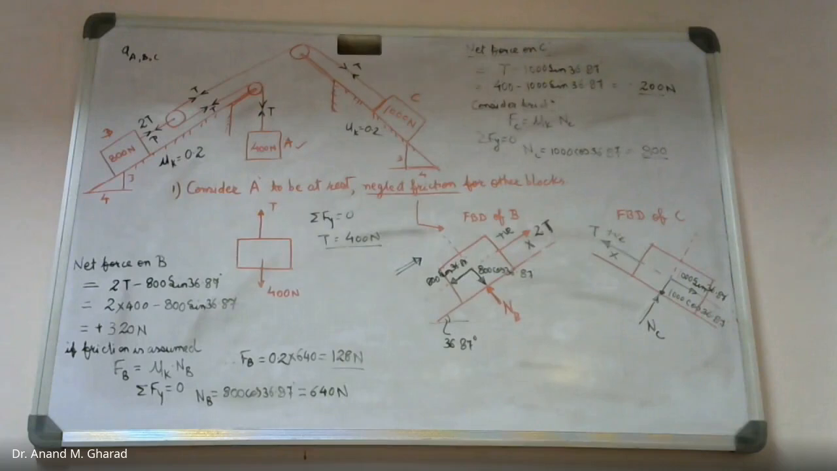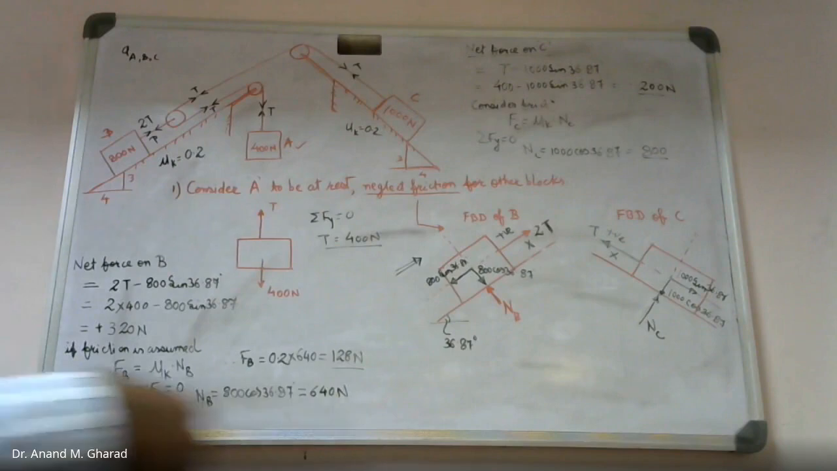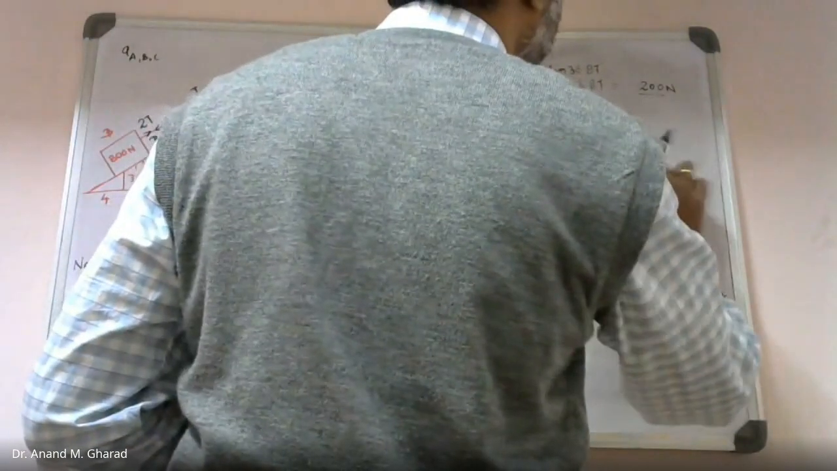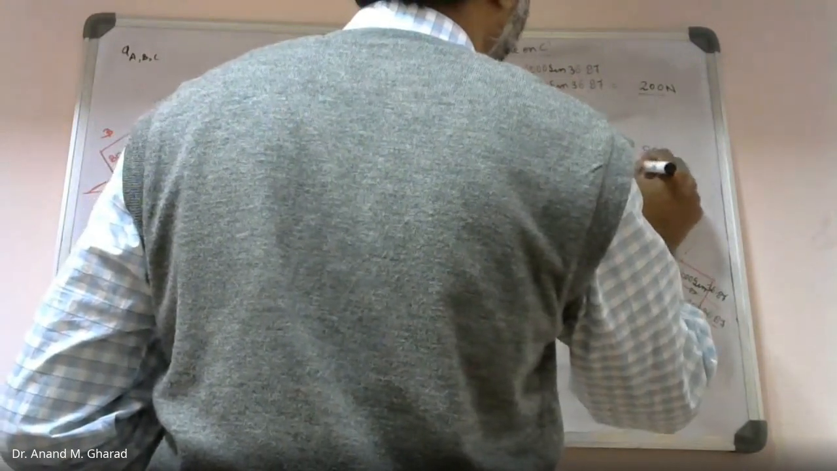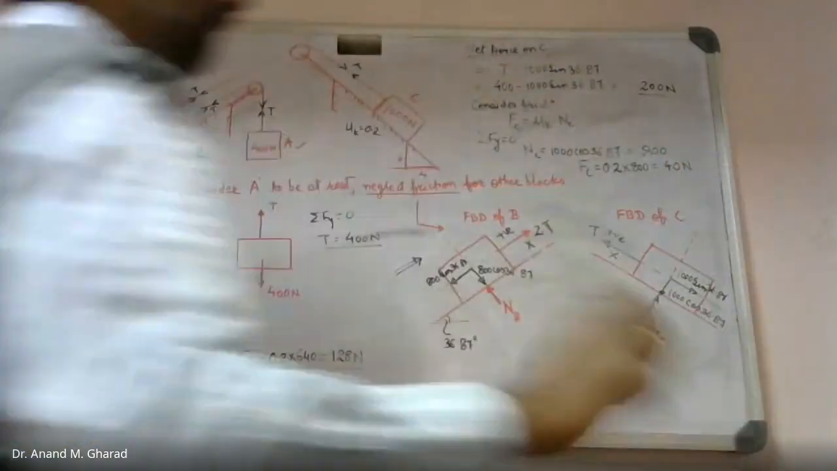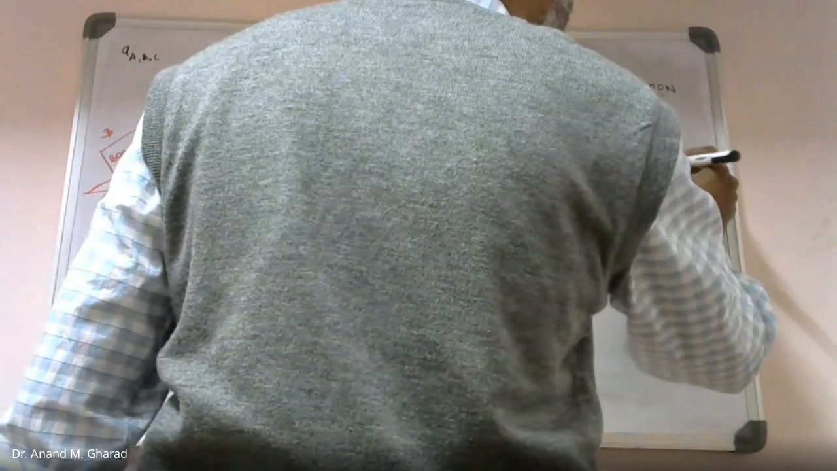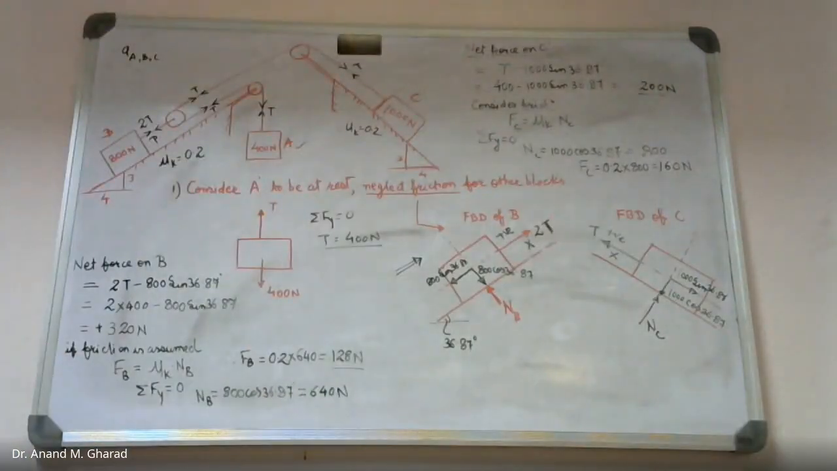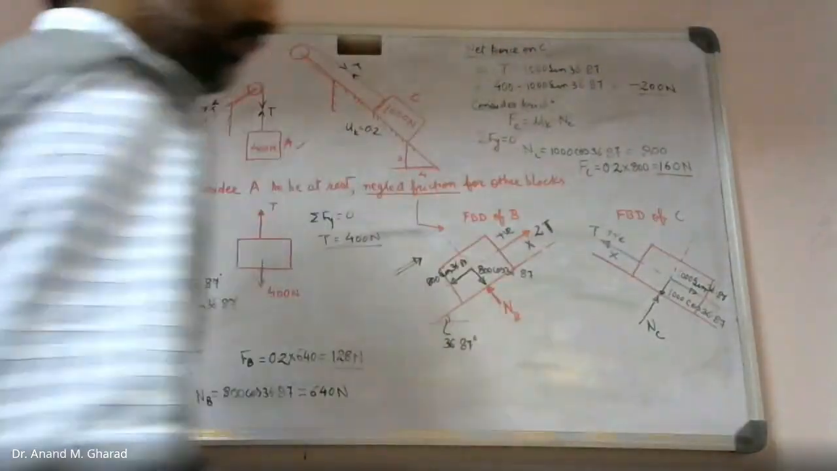What should we interpret now? No, sorry, minus it. So this is NC actually. FC will be equal to 0.2 into 800. So this is 40 Newton, am I right? Oh, no, not 40, 160. Sorry, 160 Newton. And this 160 Newton is still less than this 200 Newton, right?